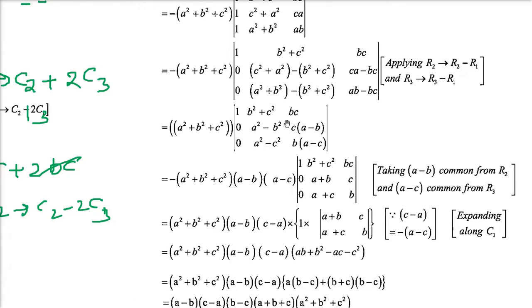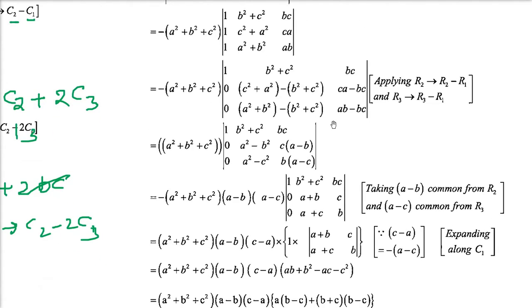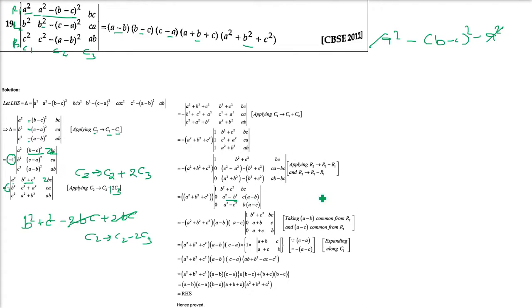Now, what is the benefit of this? The benefit is that a squared minus b squared you can write as (a minus b)(a plus b), and we already have c into (a minus b) here. So we take a minus b common. Similarly, a square minus c square can be written as (a minus c)(a plus c). If you take b common, you get a minus c. So from the third row, we can take a minus c common. So we have a minus b, a minus c, and a square plus b square plus c square. The negative is already there. We multiply the negative with a minus c to get c minus a.